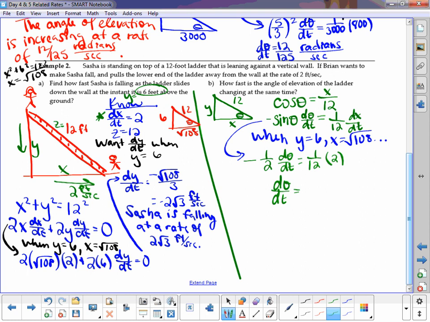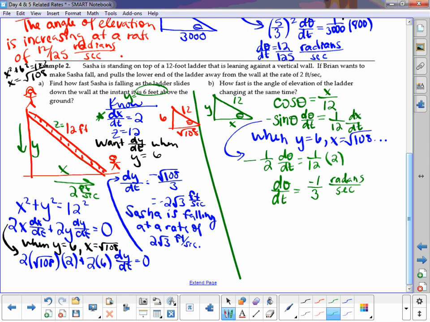What do we get? Negative 1 over 3. Do we agree? Okay, let's write in our units before we forget it. Radians per second.